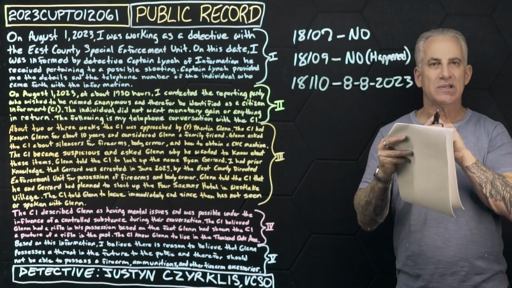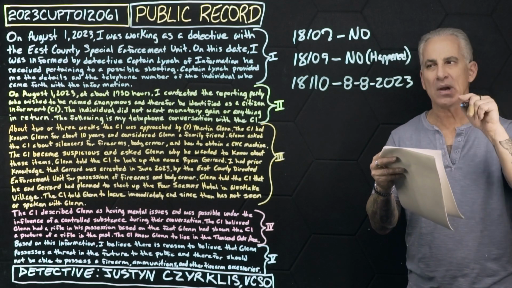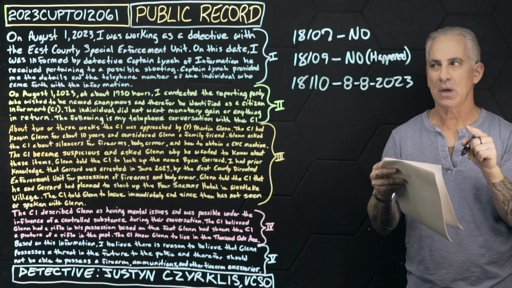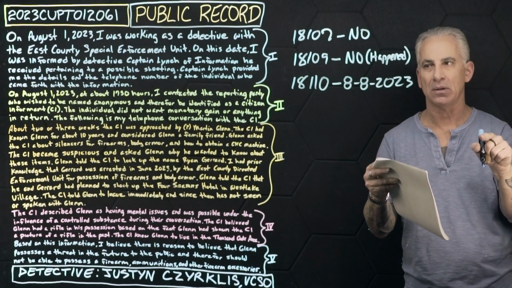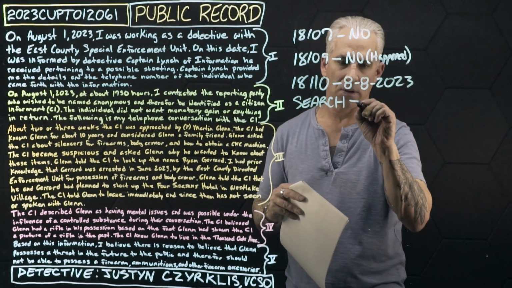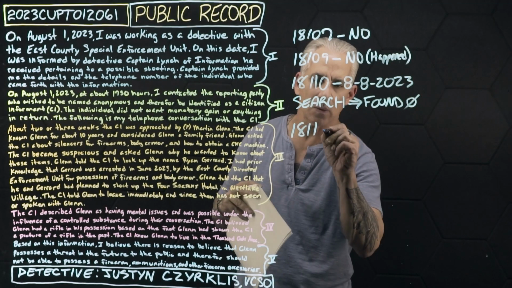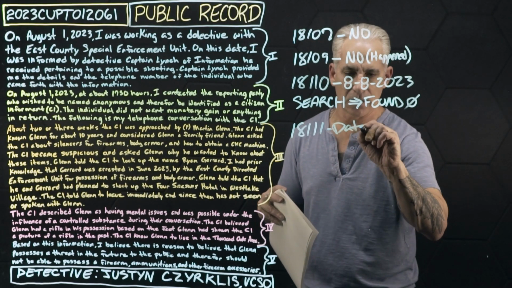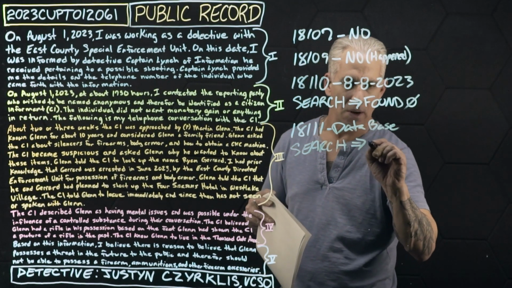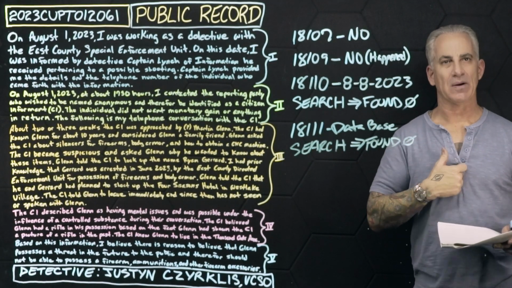Okay. Basically, what this is saying is the search warrant was sealed, confidential, but they came without a warrant. So your honorable judge, David Hirsch, issued the search warrant. It's sealed and confidential. Search found zero. But I think this is a database search. Database search found zero. Basically, when you search the database for registered firearms, it's going to come back zero. That's what that is.